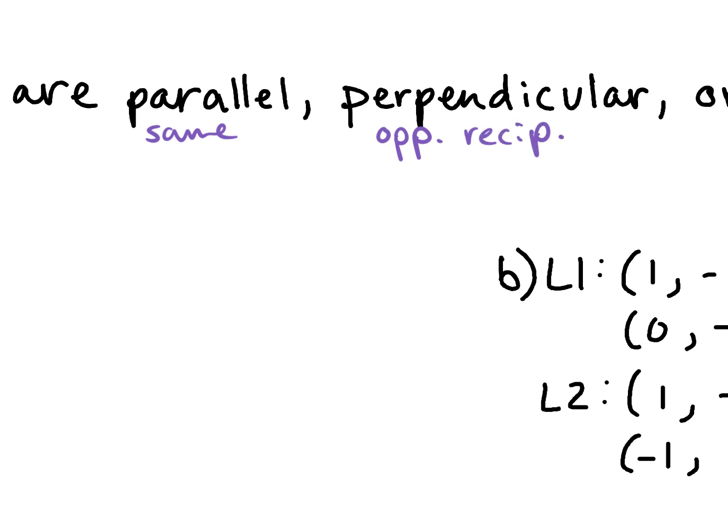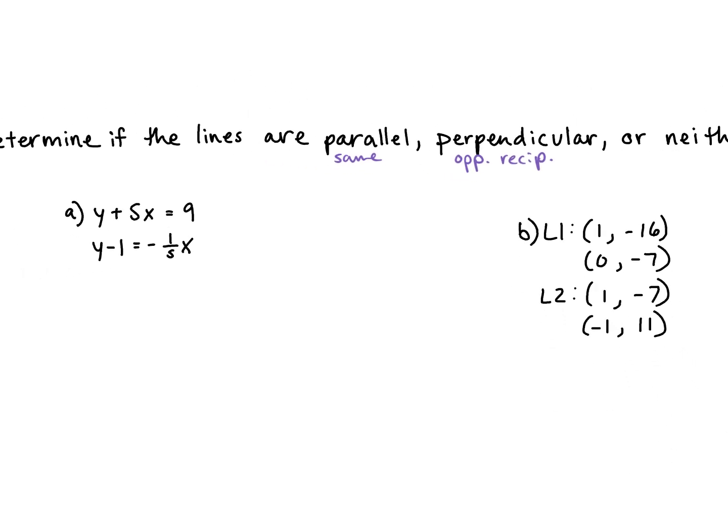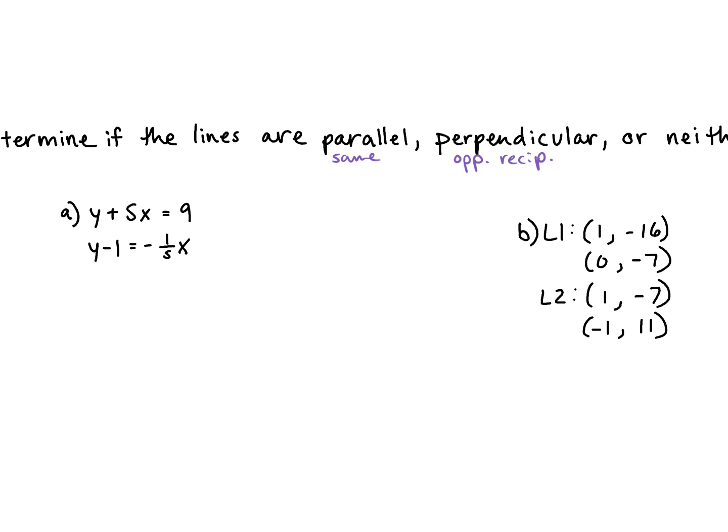So if our 2 lines have the same slope, they're parallel. If they have opposite reciprocal slopes, they're perpendicular. If the slopes are completely different, it would be neither. So in question A and B, you want to find the slopes.